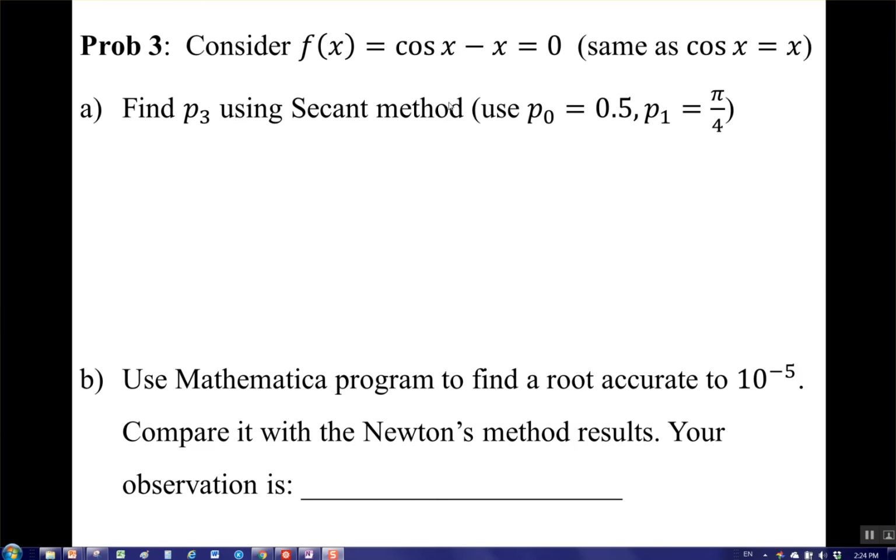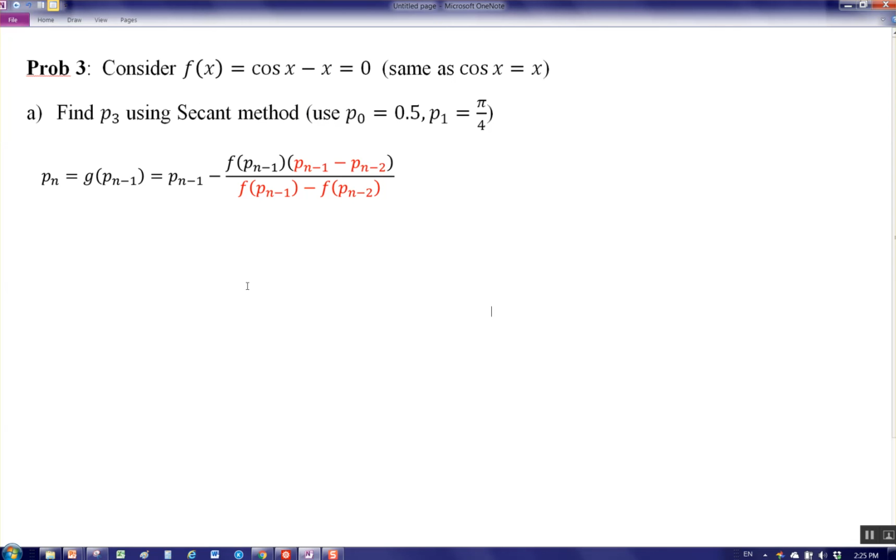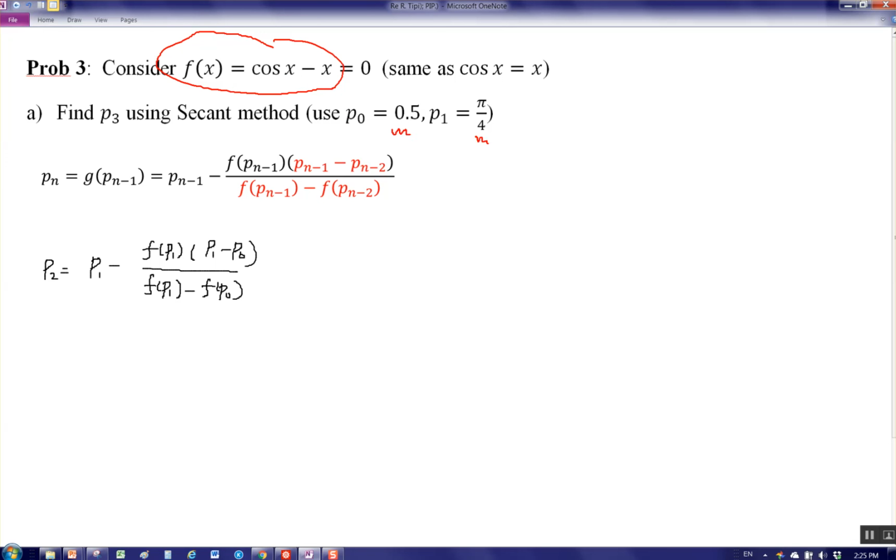Now let's look at this problem. We want to use the secant method to find P3 given initial values P0 and P1. I copy the problem here so that we can work on this better. In order for us to find P3, we have to first find P2. According to this formula, this is equal to P1 minus f of P1 times P1 minus P0, divided by f of P1 minus f of P0, where f is this function, and P0 is 0.5 and P1 is pi over 4.